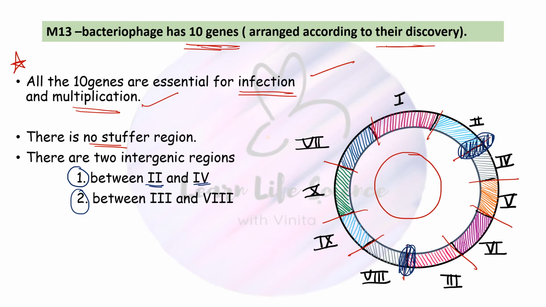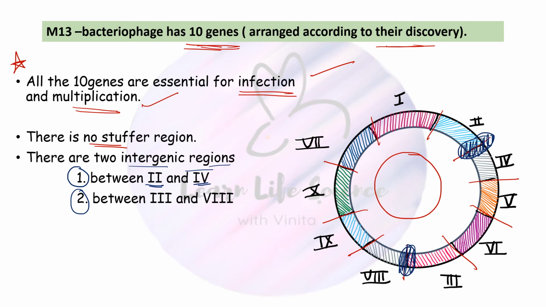So what we have studied till now is that there are 10 essential genes which are responsible for the survival, infection and multiplication of the virus, and there is no stuffer region in this genome, and there are two essential regions, that is the intergenic regions. Intergenic regions means these are present between the genes, therefore they are termed intergenic regions, and the functions we are going to study now.